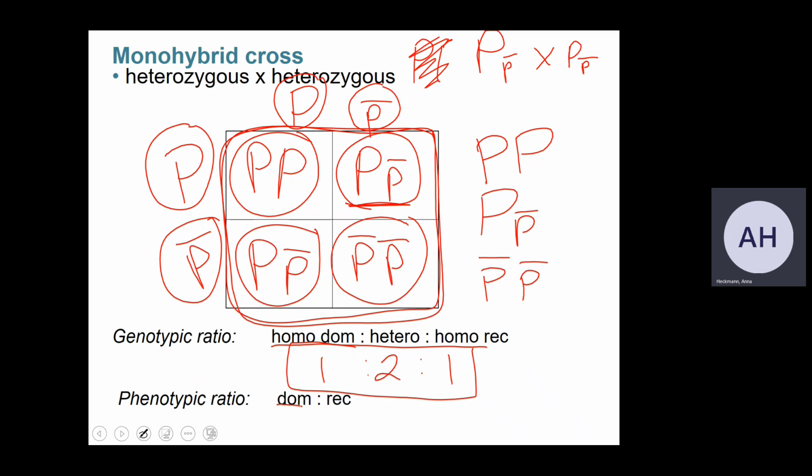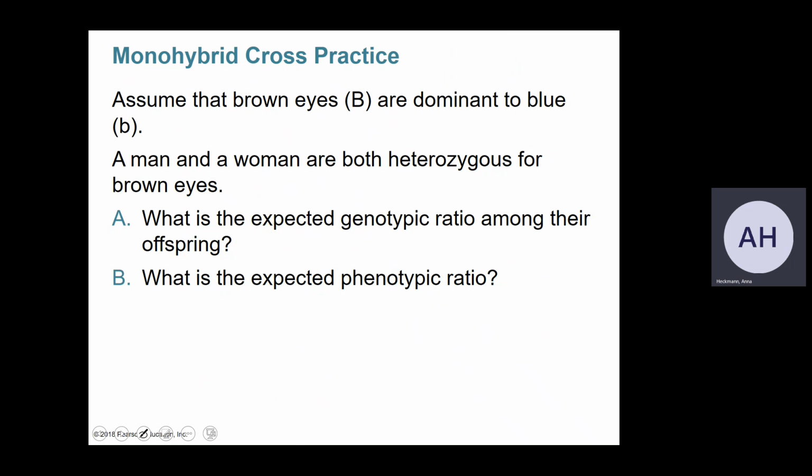Phenotypic ratio, how many display the dominant phenotype? Well, that's going to be 3. This one is going to display the dominant phenotype, this one, and this one. And we know that because they have dominant alleles. So the first number is 3. And then lastly, how many will display the recessive phenotype? Well, that's just going to be the remaining 1. So 3 to 1 is our phenotypic ratio for this cross.